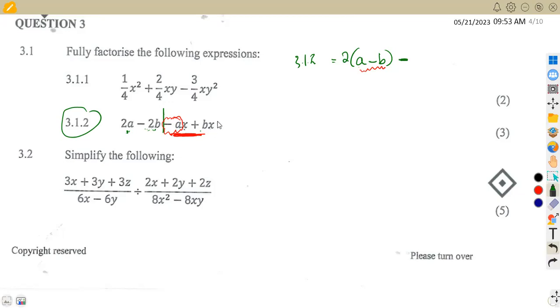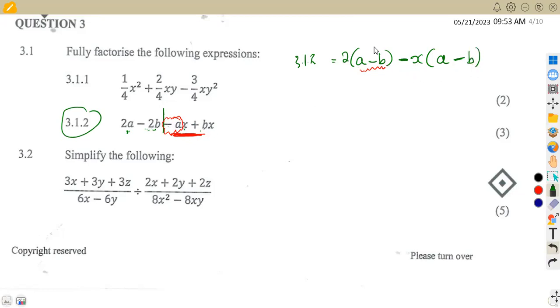And x is common, so that will be minus x. So if you factor out minus x, that means a negative and a negative will cancel. X and x will cancel. We remain with a positive a. We move on to this part, plus and a minus. That's a minus. Okay, x and x will cancel, meaning to say we remain with b if we divide.